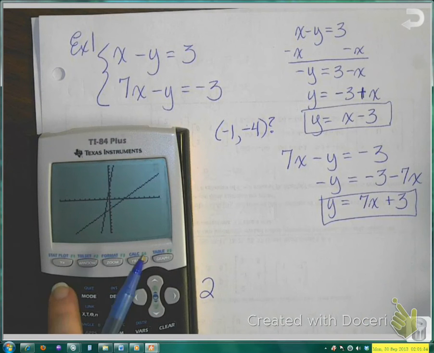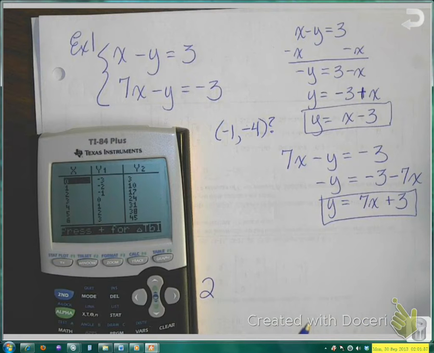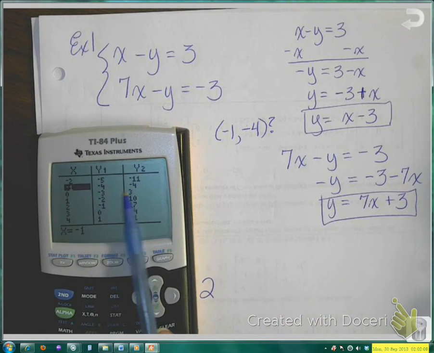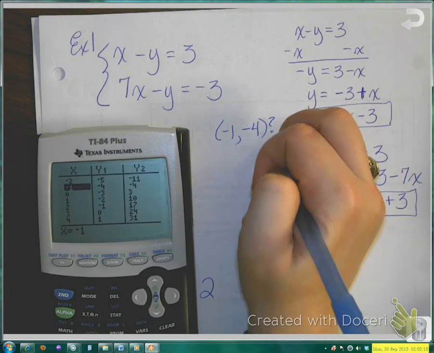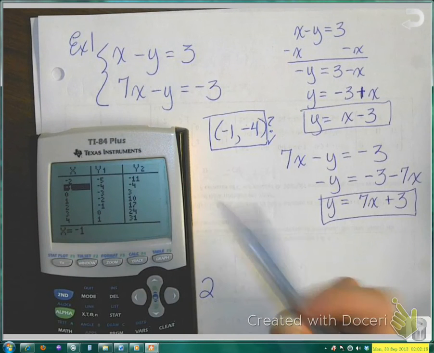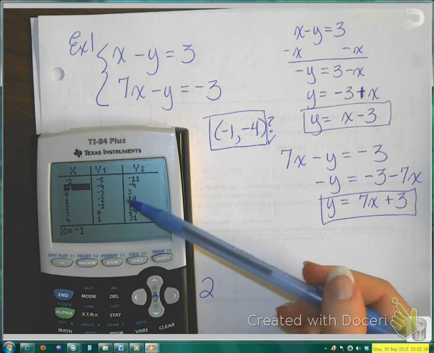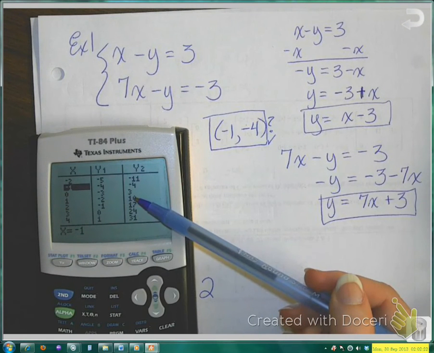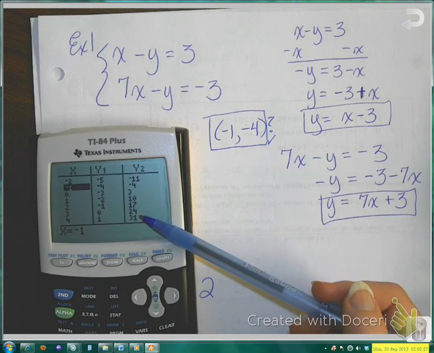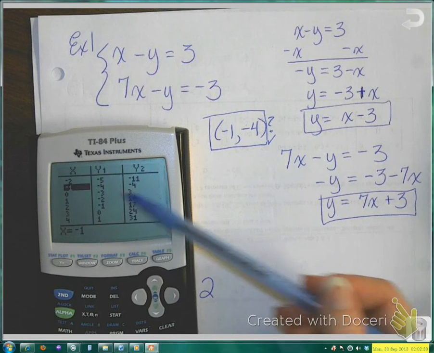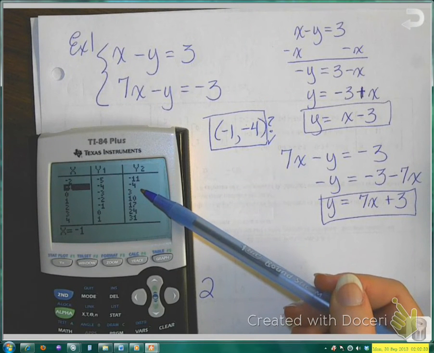So I'm going to go look in the table. And this is what we look for in the table. We're going to go to our x value at negative 1. And for the x value of negative 1, look at the y values. Do the two y values equal each other? Well, they're both negative 4, so this is the solution, negative 1, negative 4. Any other point on here, for any other x value, the y's are different. So for 0, it's a negative 3 and a positive 3. They're different y's. If the y's are different, that is not a common point. If the y's are the same, it's the exact same point, that is your solution.